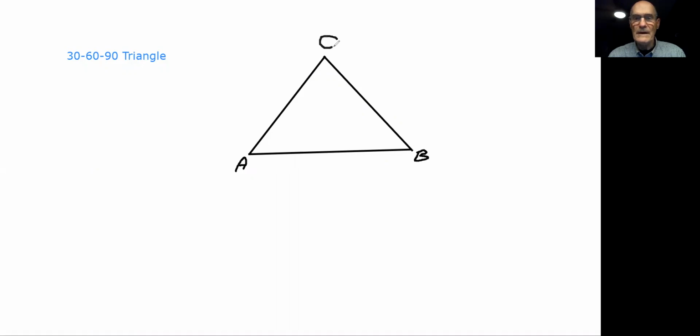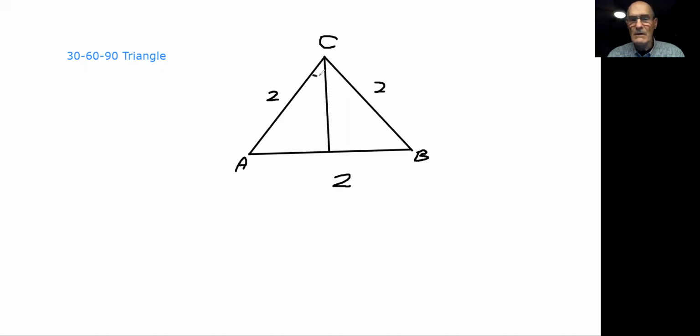Now, if this is an equilateral triangle, we'll let each side be 2. So this is 2, and this is 2, and this is 2 down here. Now, what we'll do is draw the bisector of the top angle here.